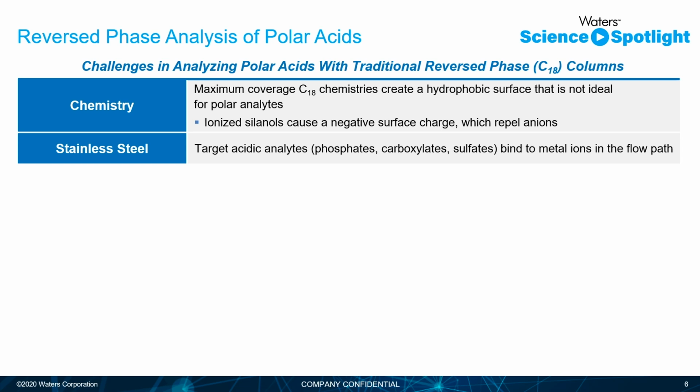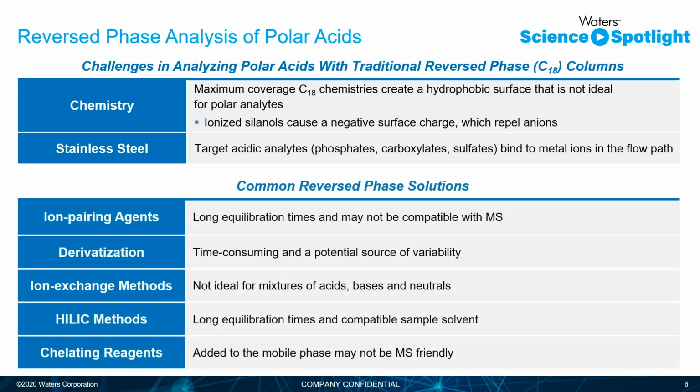Secondarily, ionized surface silanols cause a negative surface charge, which will repel anions. Another issue is with the stainless steel column hardware itself. Targeted acidic analytes, things that have phosphate groups, carboxylates, or sulfates, can bind to the metal ions in the flow path. Now, there have been a bunch of workarounds that try to address these challenges with common reverse phase columns.